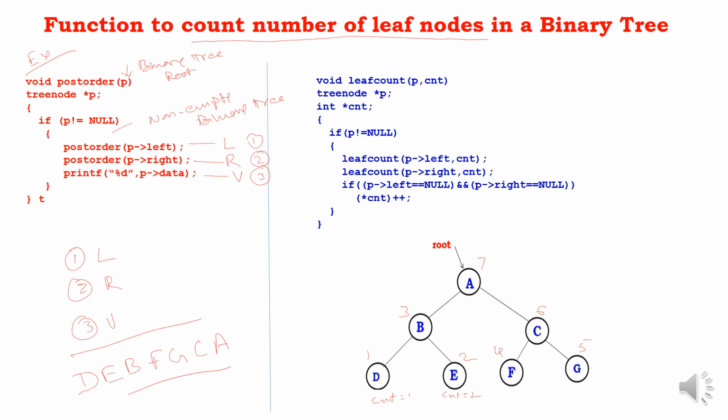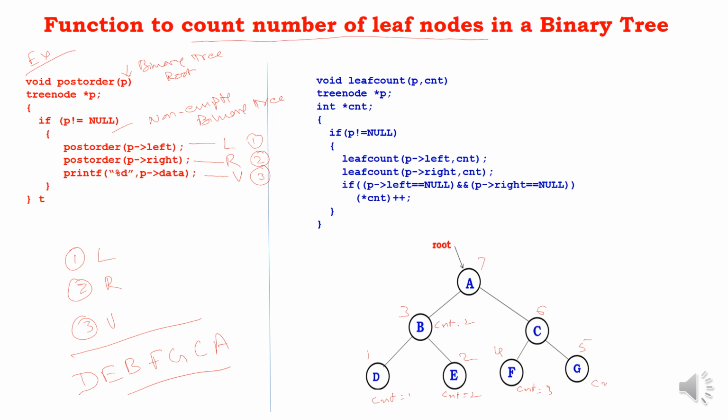Then you move to node B. Is B a leaf node? No. Count is 2 only. Then P moves to F. Here you check whether F is a leaf node or not. Yes, F is a leaf node because left of F and right of F are null. So count is now 3. Then P moves to the next node G. Is G a leaf node? Yes. Left of G is null, right of G is null.